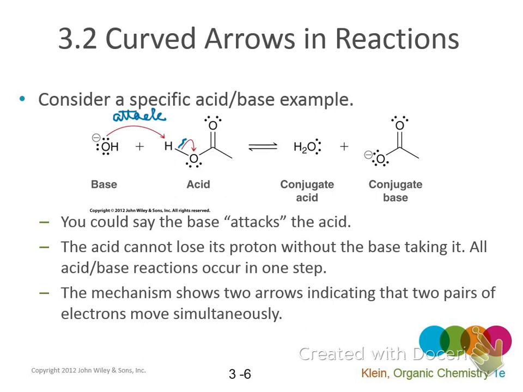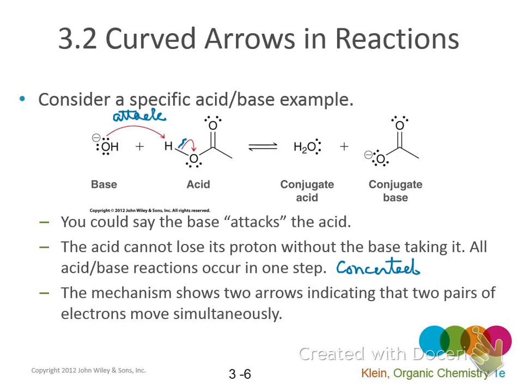Remember I said two arrows at a time? It says the acid cannot lose its proton without the base taking it. We say that that process is concerted. So they both happen at the same time. You can't have one arrow and then the other. Good?